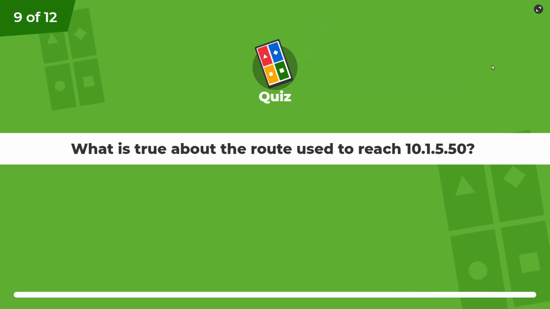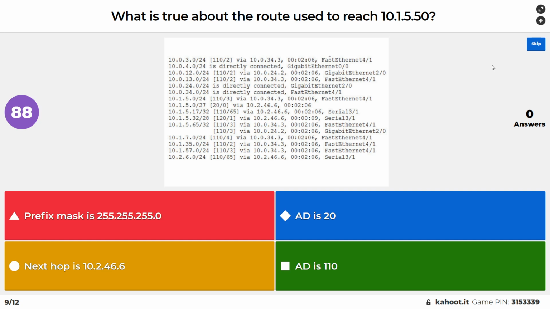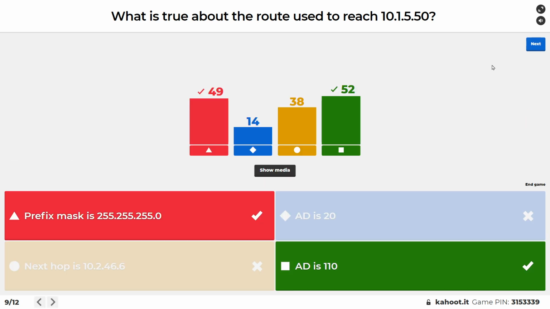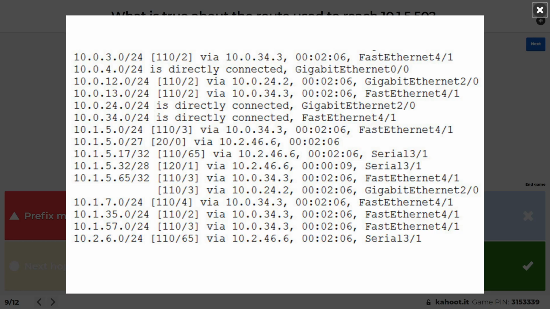What is true about the route used to reach 10.1.5.50? So imagine a PC or a server at the IP address 10.1.5.50. Which route in this router's routing table will be used to make that forwarding decision? All right, well, the correct answers are red and green, but here's how I would solve it.